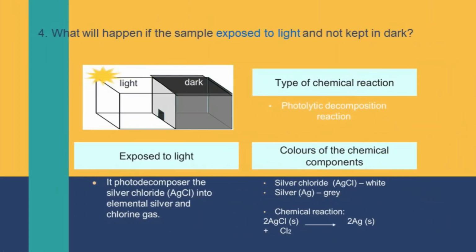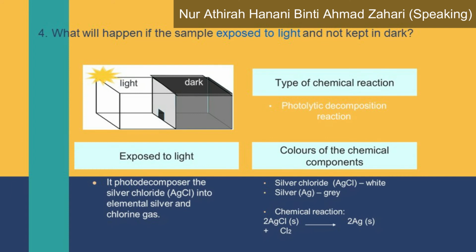For the next question, what will happen if the sample is exposed to light and not kept in the dark? If the sample is exposed to light, it will undergo a process called photodecomposition, where the silver chloride will turn into elemental silver and chlorine gas. This type of chemical reaction is called a photolytic decomposition reaction. For the colors of each chemical component, silver chloride is white and silver metal is grey. The chemical reaction involved in the process is shown below.